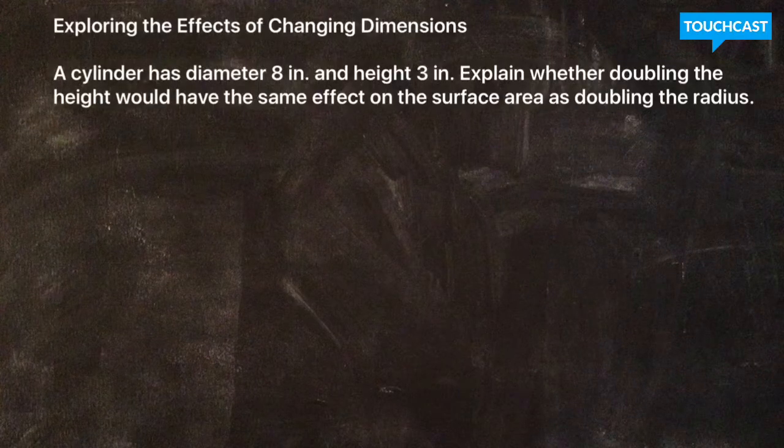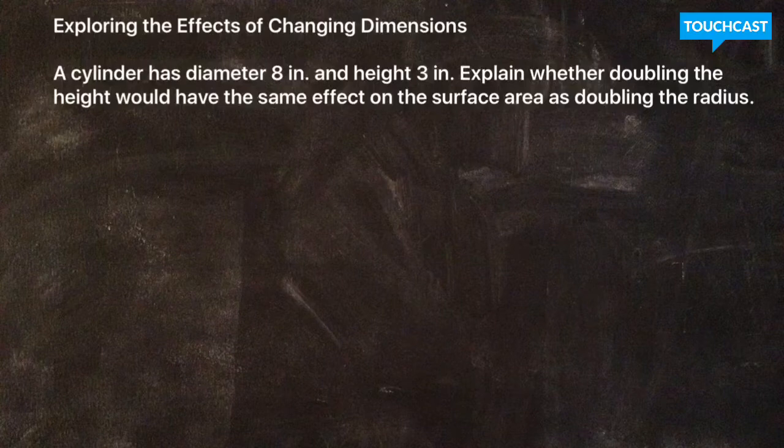So now let's explore the effects of changing some dimensions. We have a cylinder which has a diameter of 8 inches and a height of 3 inches. We need to explain whether doubling the height would have the same effect on the surface area as doubling the radius. So let's first find the surface area with the original dimensions.